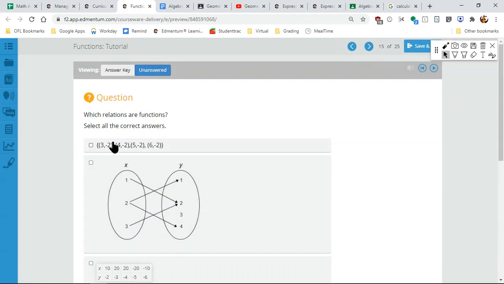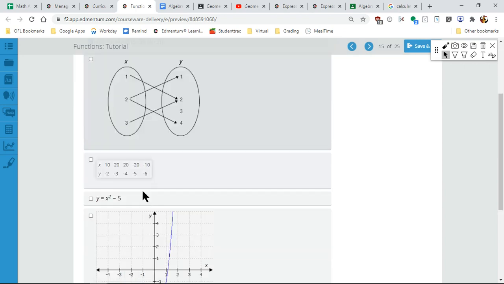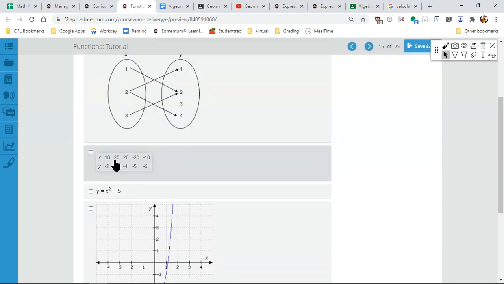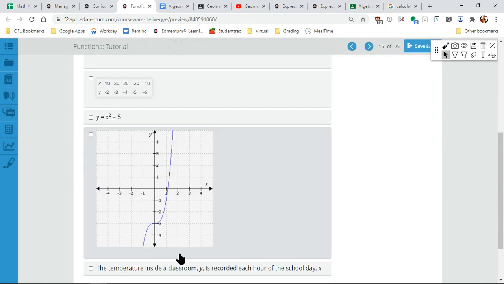All right. So select the correct answers. We're looking for functions. So if I look here, 3, 4, 5, 6, this is a function because no repeats. This is a function. Whoa, this is not a function. This 2 has 2 arrows. That means this domain has 2 ranges. So not a function. If I look here, 10, 20, 20, 2 20s, not a function.